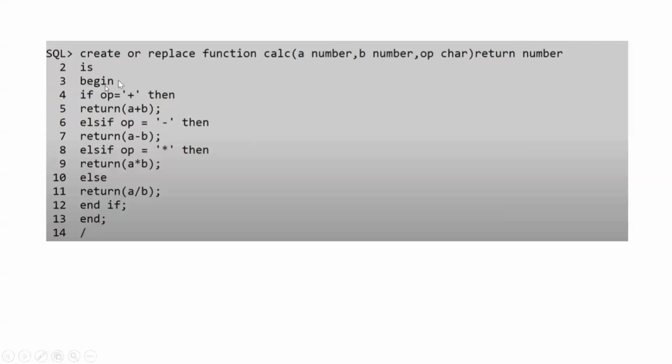So begin. If option is plus, then return a plus b. Else if operation is minus, then return a minus b. Else if operation is star, then return a star b. Else return a slash b. End if. Just like an ordinary program, we have given this in the SQL prompt.